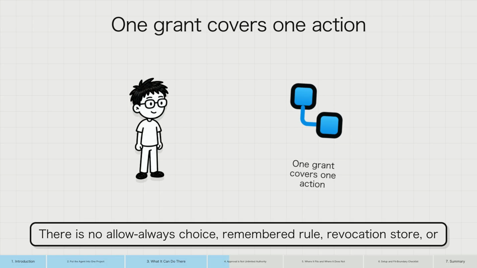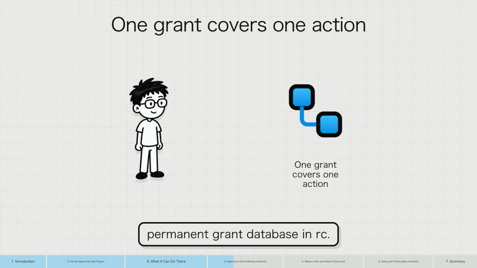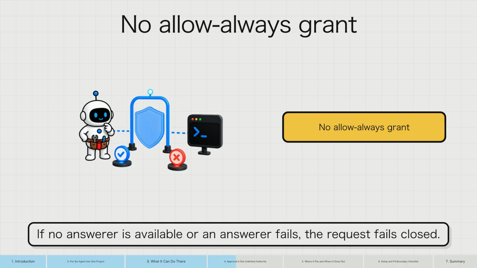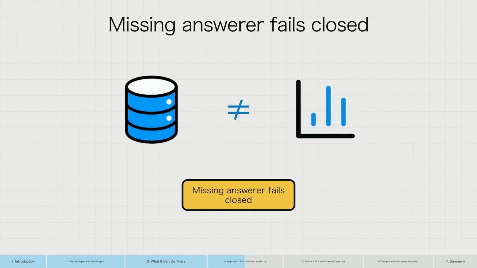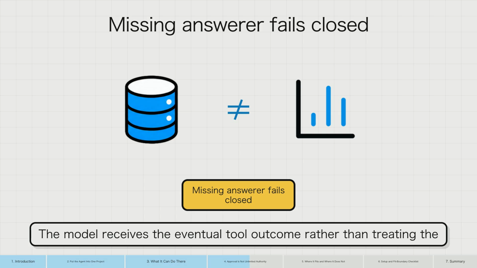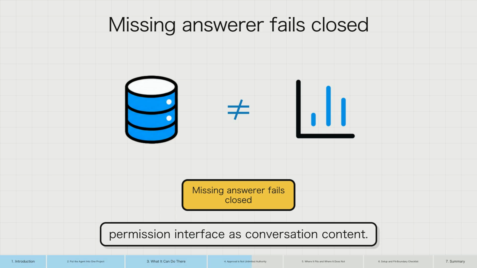There is no allow always choice, remembered rule, revocation store, or permanent grant database in RC7. If no answer is available or an answer fails, the request fails closed. Cancellation, rejection, or unavailability does not become a fabricated success. Approval belongs to an open turn and writes paired audit records. The model receives the eventual tool outcome rather than treating the permission interface as conversation content.